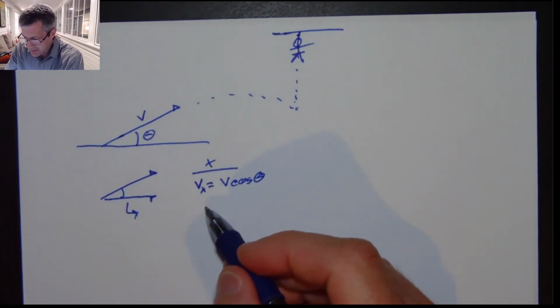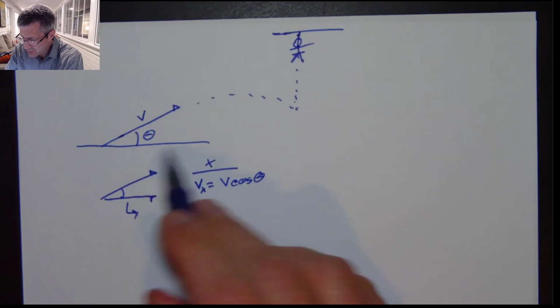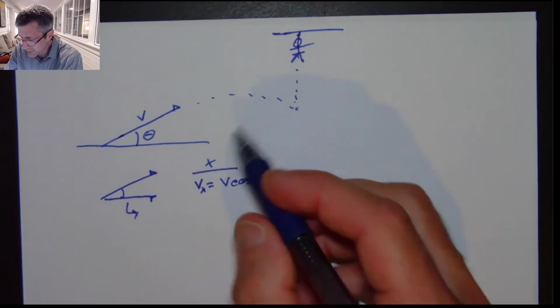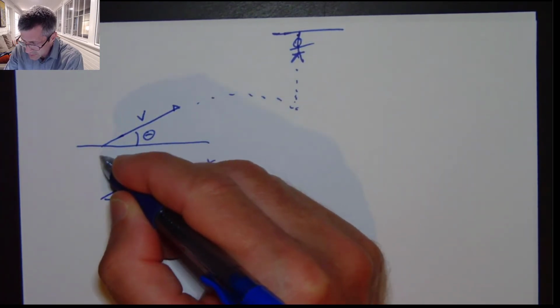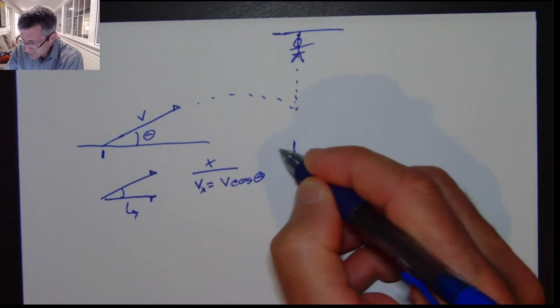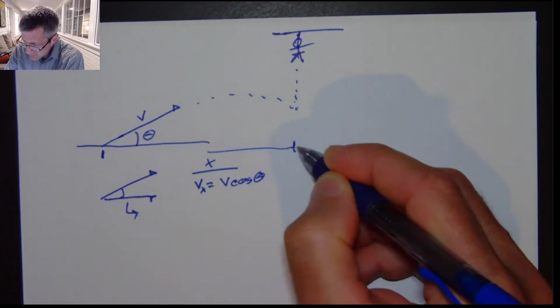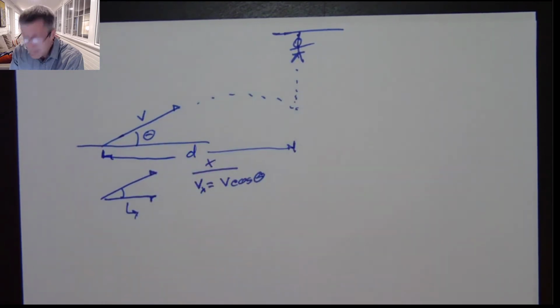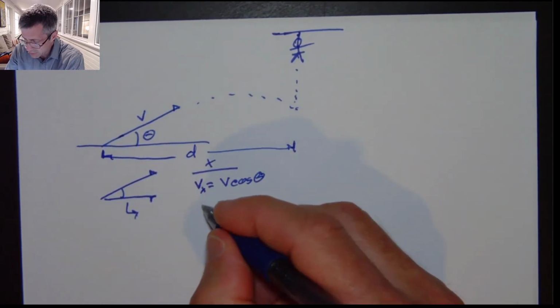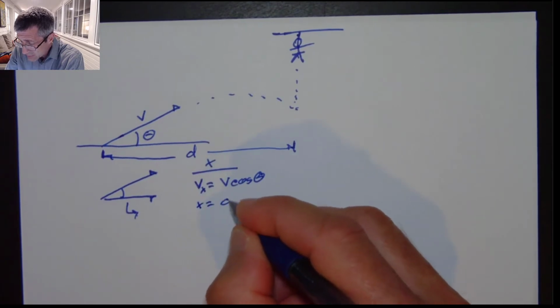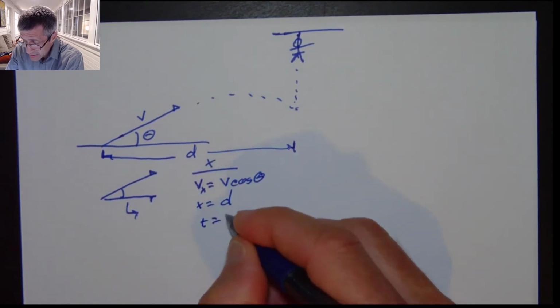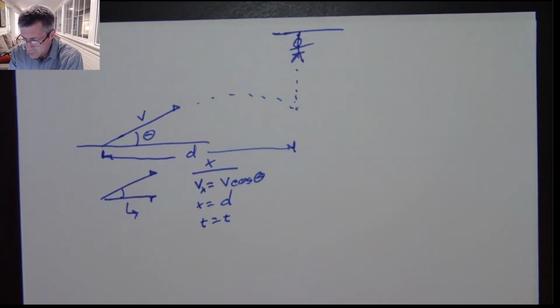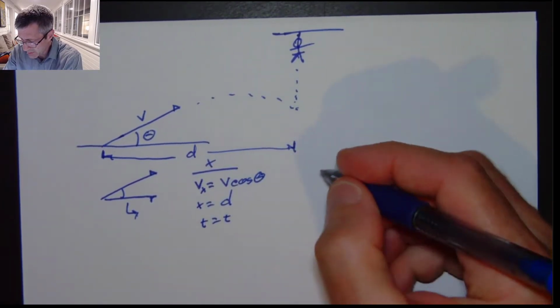The second thing, what do we know about this? It's going to travel some distance to get there, right? That horizontal distance is going to travel between here and here. So I'm going to call this distance d. So the distance it travels, I'm going to call that d, and the time it takes, I'm going to call that t. Right? Okay, so that's pretty good. That describes the horizontal motion of this. So let's think about the vertical motion.